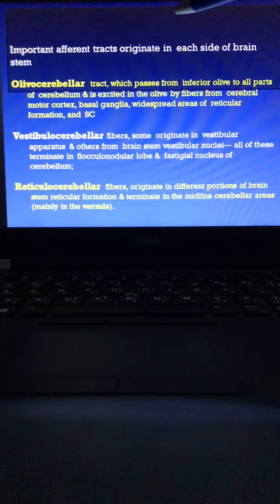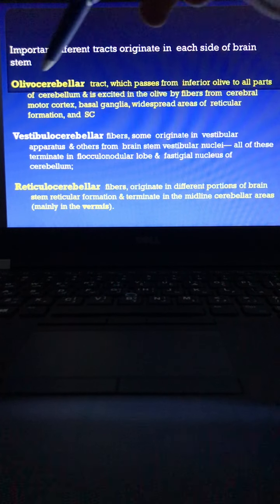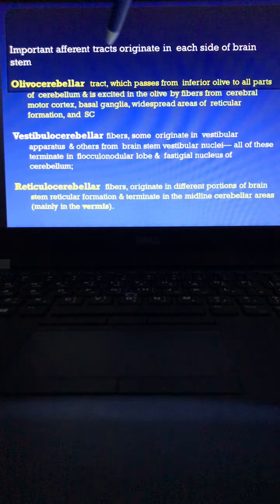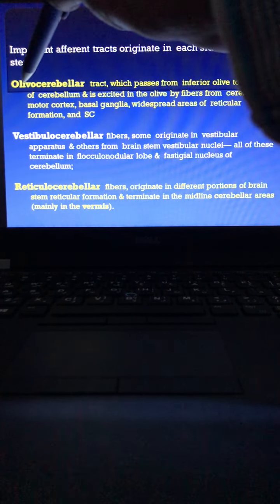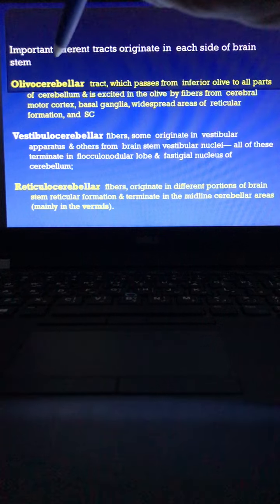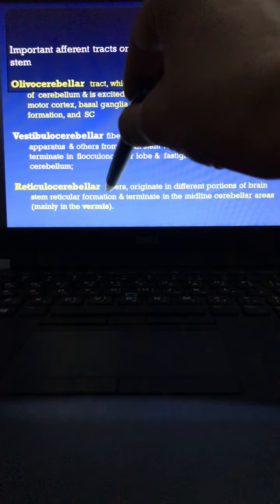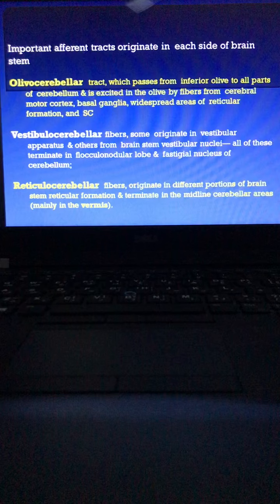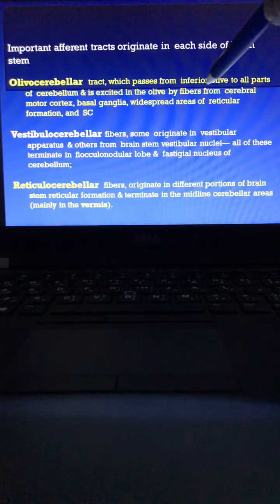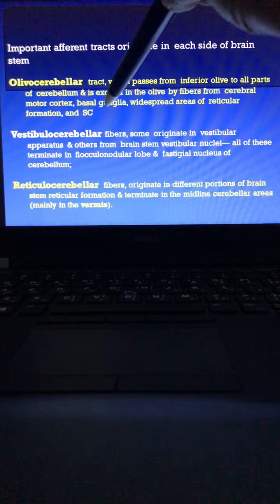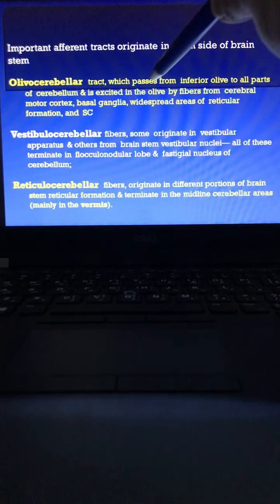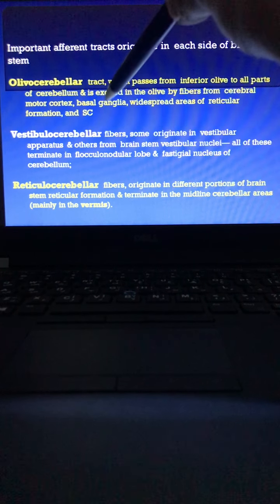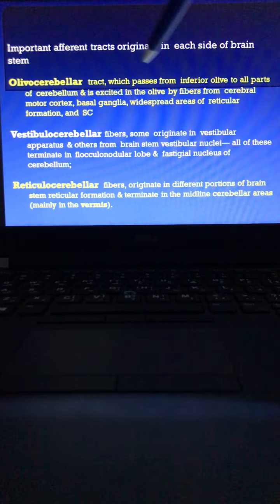Important afferent tracts. There are afferent tracts, and then we will take afferent fiber types. Afferent tracts by name: olivocerebellar tract, vestibulocerebellar fibers or tract, this is the name of a tract, meaning a complete bundle; reticulocerebellar fibers or tract, so we don't confuse them with the fibers we will take after a while. Olivocerebellar tract passes from the inferior olive to all parts of the cerebellum, meaning it spreads. Excited in the olive, the olive is a place in the medulla oblongata, by fibers from cerebral motor cortex, basal ganglia, widespread reticular formation and spinal cord.